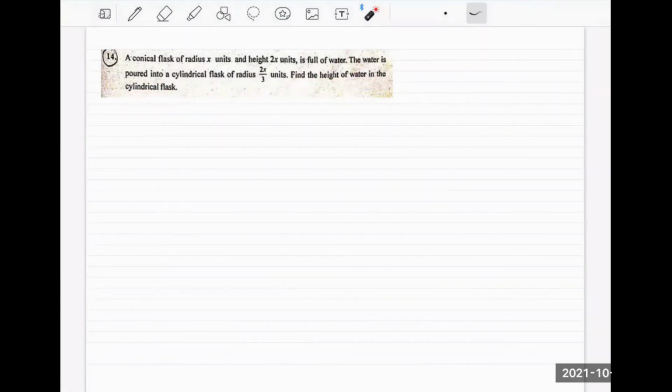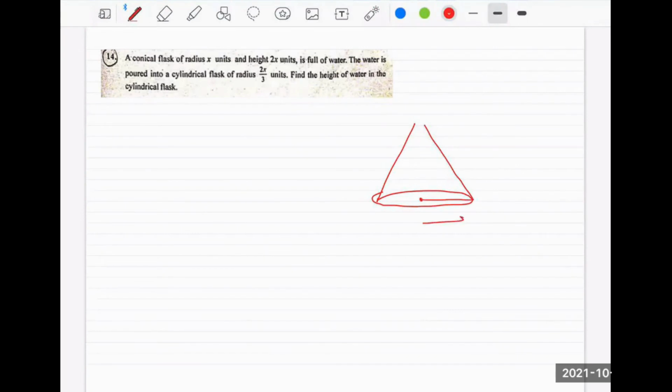Okay, first of all, we have got a conical flask. It looks like this. You will find it in the lab, a conical flask. It will look like this. But for the sake of geometry, let's just keep it like this, okay? And that conical flask has a radius of x units. So this radius right here is x units. What about the height? I'm not drawing a full cone because it says it's a conical flask. So the height is how much? The height is 2x. And now the water is here, it is full of water.